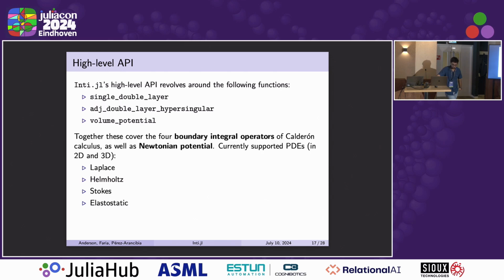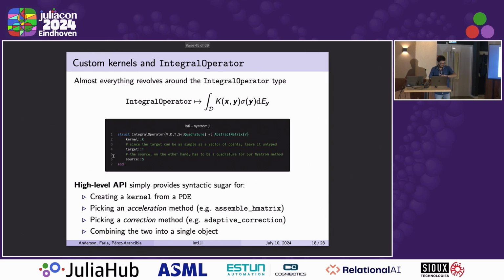Currently we support these PDEs. I think they're fully supported, meaning they have acceleration and corrections in 2D and 3D. But I could always just wrap very ugly code into that API, and it wouldn't be a very composable library. So what do you do if you don't have one of these PDEs? You have your own kernel, you had your PDE and found a fundamental solution, and you want to use the library? Well, almost everything in the library revolves around this object, the integral operator object. It kind of makes sense from what I've been talking about. This is our central object, and the central structure of the package.